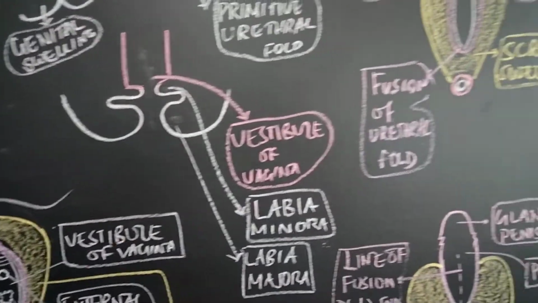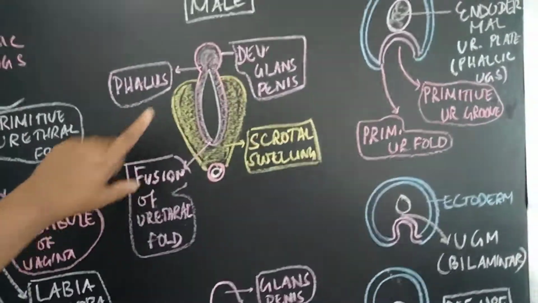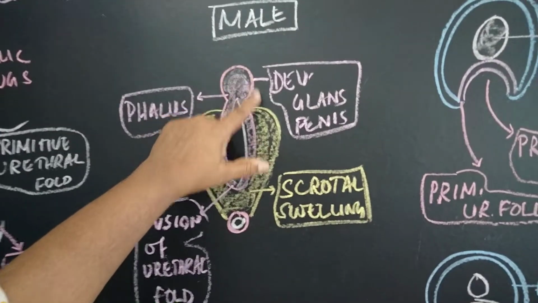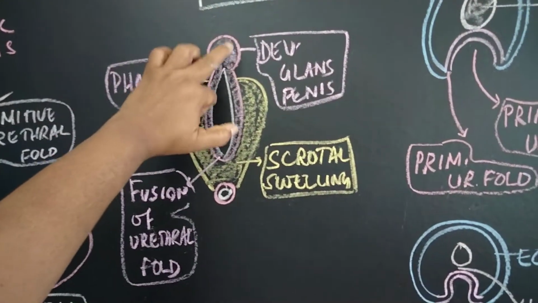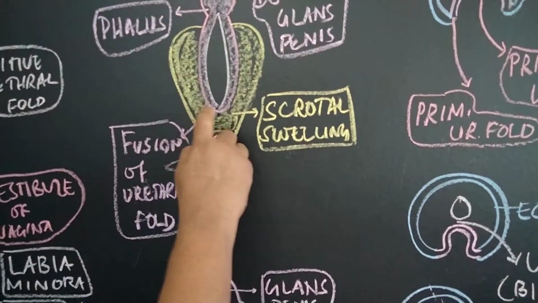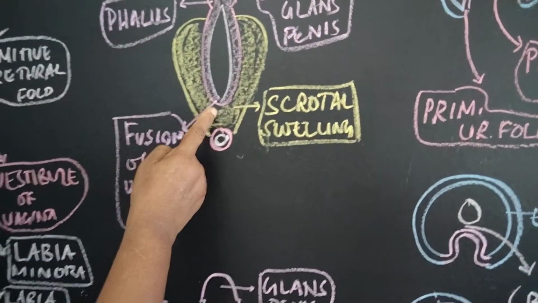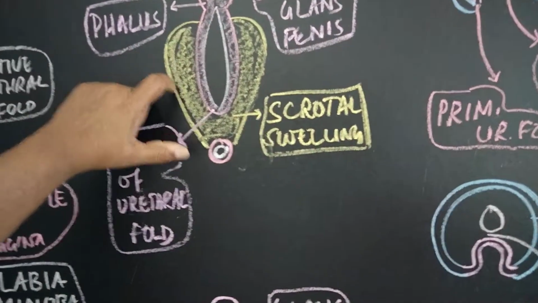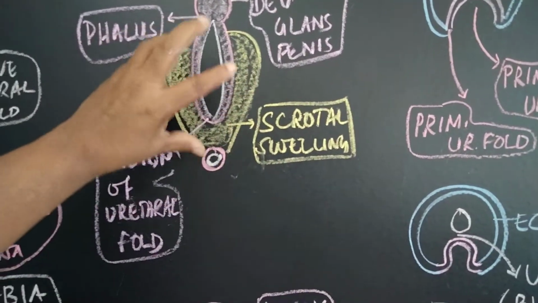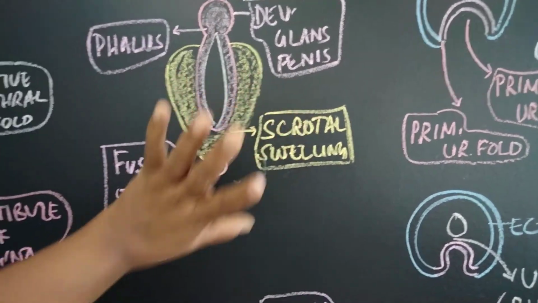Now if you go to the male counterpart, in the male part, let us see what are the structures that form. Genital tubercle forms the phallus. From the phallus, there will be development of the glans penis. This is the urethral fold, and there is a fusion of the urethral fold, and this is the genital swelling. These genital swellings from the two sides unite to form the scrotal swelling.